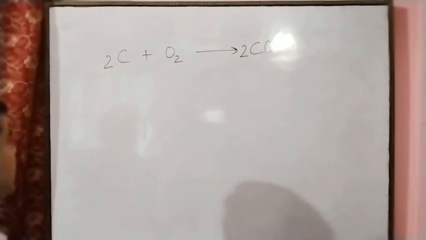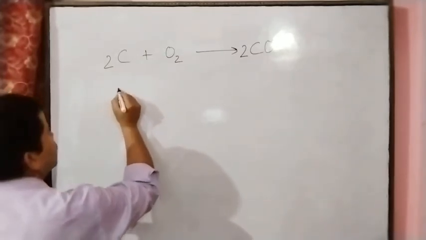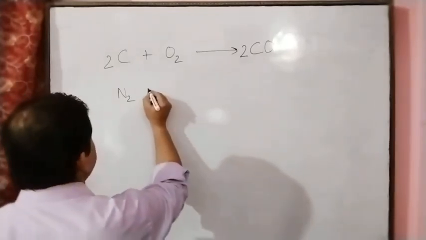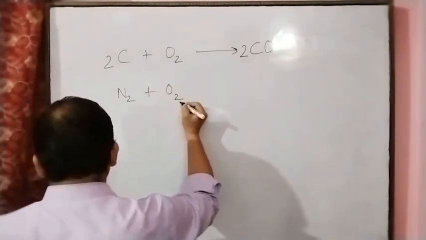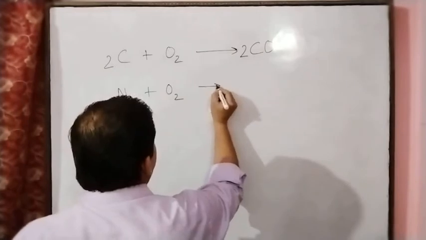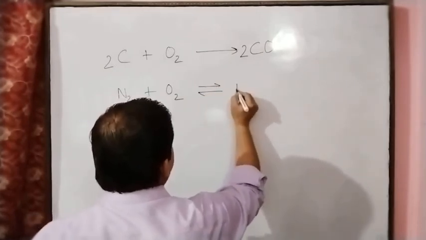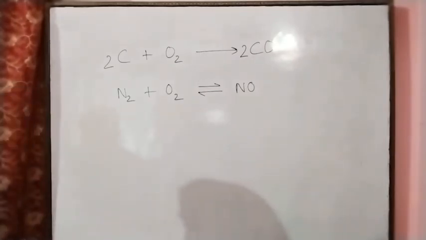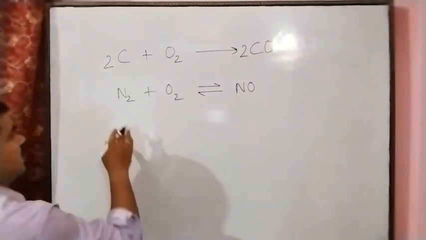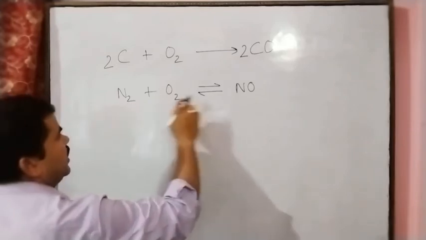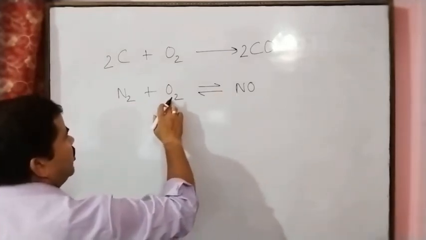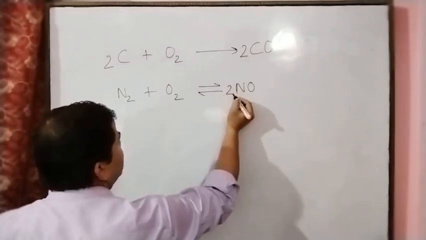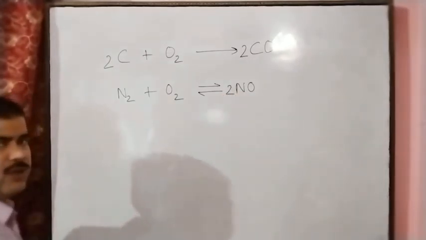Next example, N2 reacts with oxygen, then we get nitric oxide, NO. So we will balance here. Nitrogen is 2 atoms here, and nitrogen is only 1 on the other side, and oxygen is 2 atoms here, while oxygen is only 1. So we can write 2 here. So we can see this equation is totally balanced.